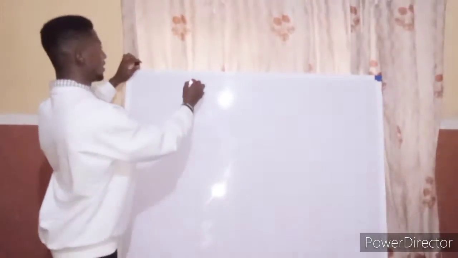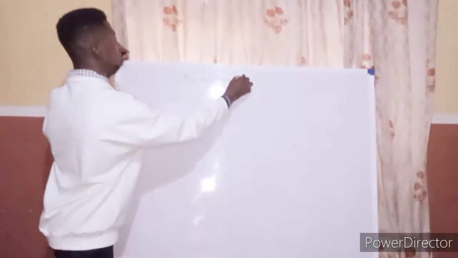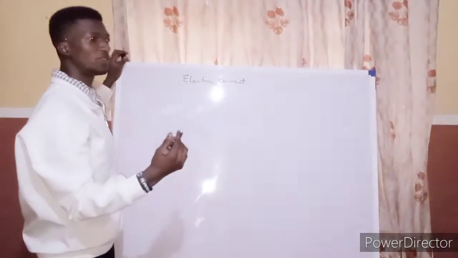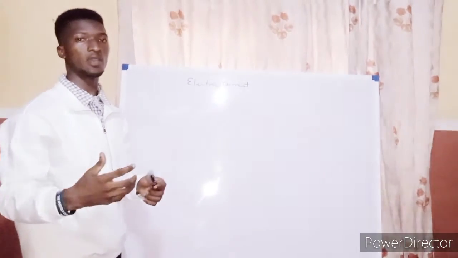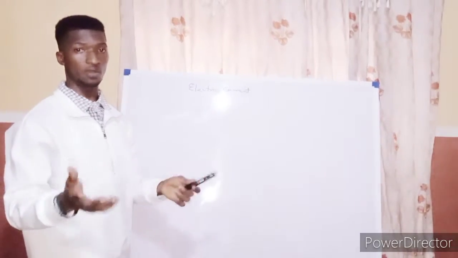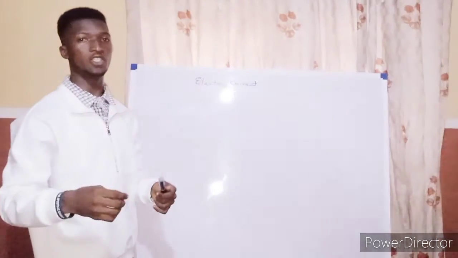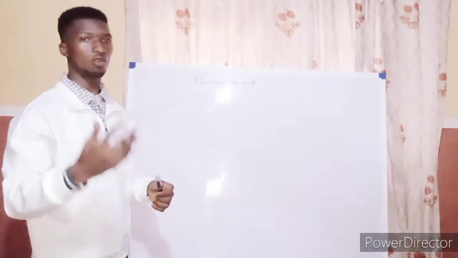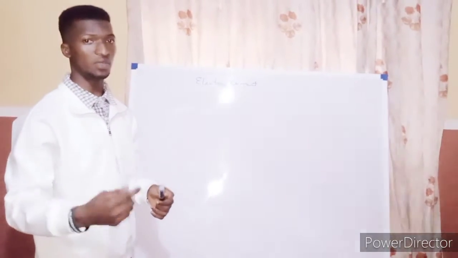Now I want you to know that when we talk about electric current, what is responsible for its generation is the voltage produced from a source like a battery or a cell. It produces a voltage. This voltage then drives charges across a conductor, and that is what is responsible for the electric current generated.